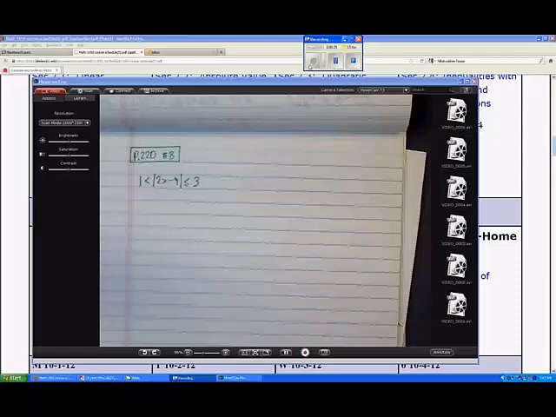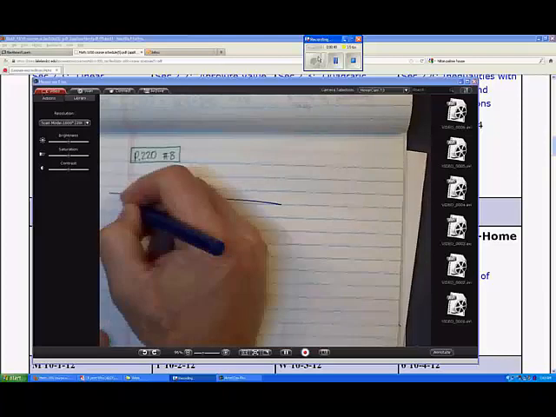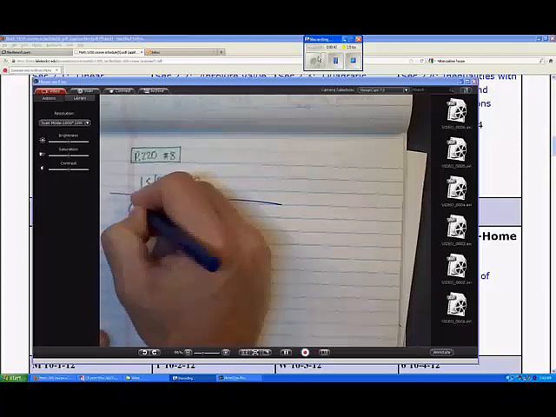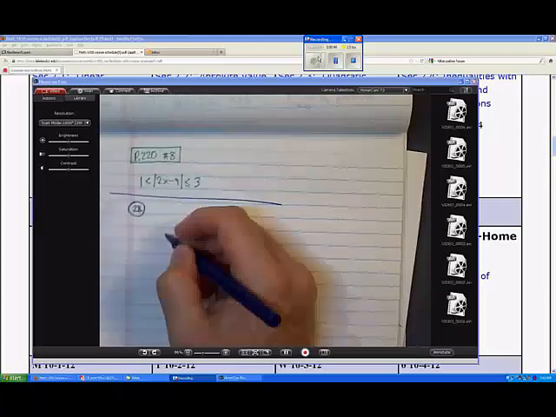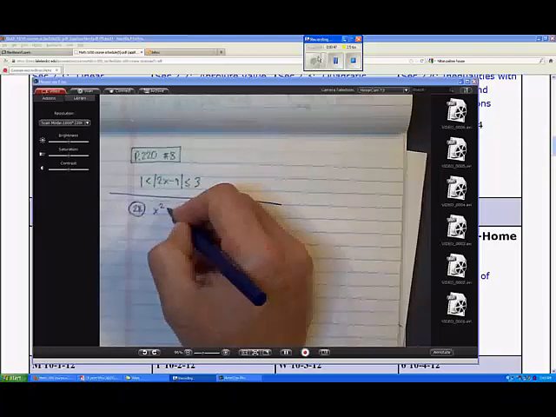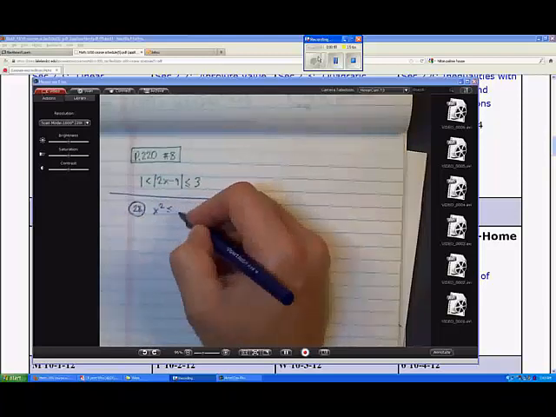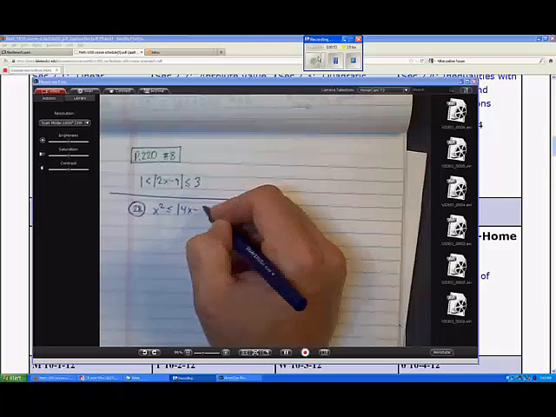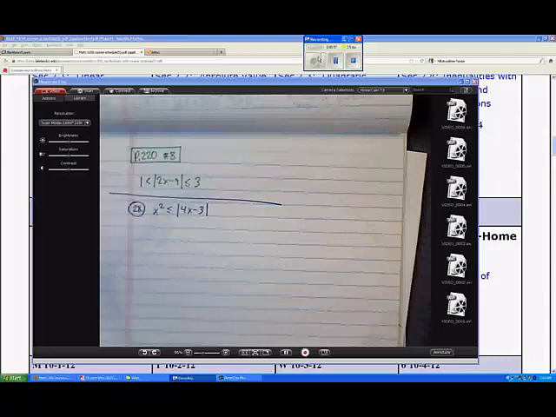Again, what I want to do is, scratch that. Let's do 28. 28 says x squared is less than or equal to absolute value of 4x minus 3. Okay. Now, I claim that this is really two problems.